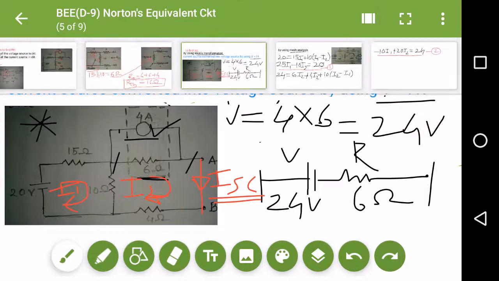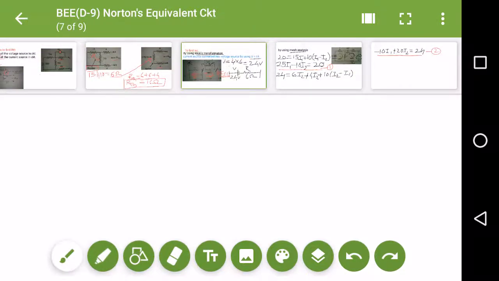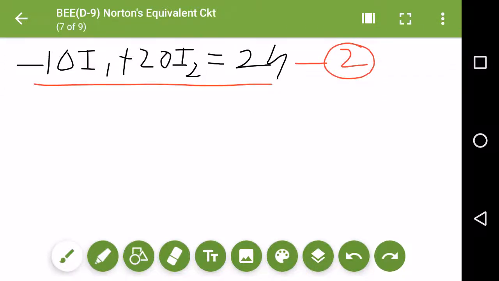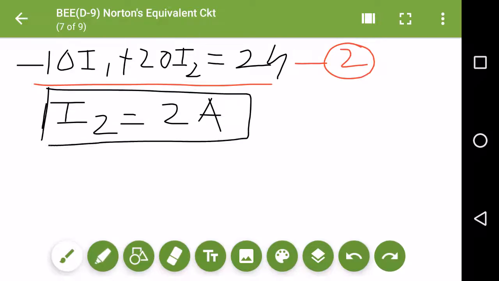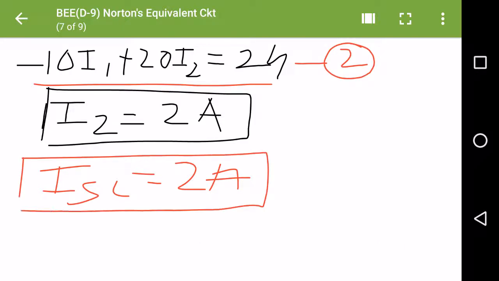So solving these two equations, finally I will get the value of I2, that is I2 equals 2 ampere, and this is nothing but my ISC value, that is ISC equals 2 amperes. So this is my ISC value.